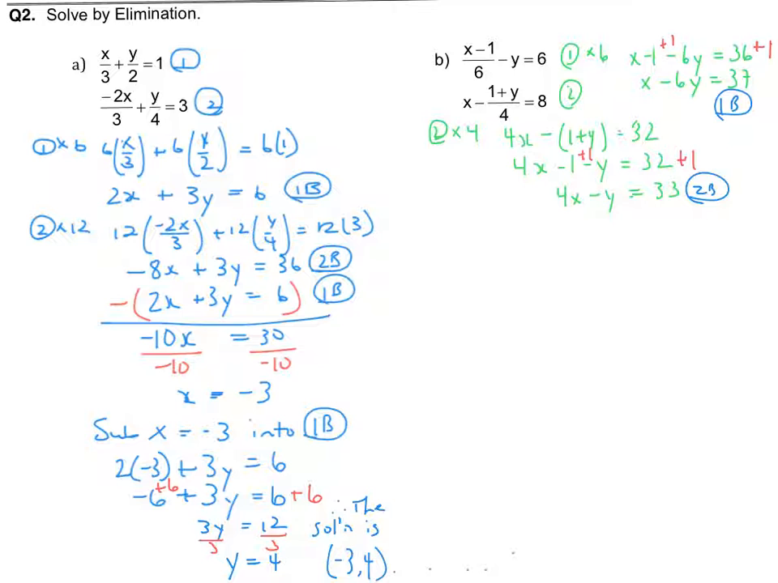Okay, I've started question B by multiplying the first equation by 6, and when I did that, I ended up with x take away 1, and then minus 6y equals 36. And then I added 1 to both sides just to tidy that up, and it left me with x minus 6y equals 37. So I'm going to call that 1b. And then equation number 2, I multiplied everything by 4 to eliminate the denominator of 4. So I have 4x, and then take away the 1 plus y in brackets, so that takeaway has to multiply through that bracket, and then 4 groups of 8 is 32. So I've got 4x take away 1 minus y equals 32. I added 1 to both sides, and I have 4x minus y equals 33.